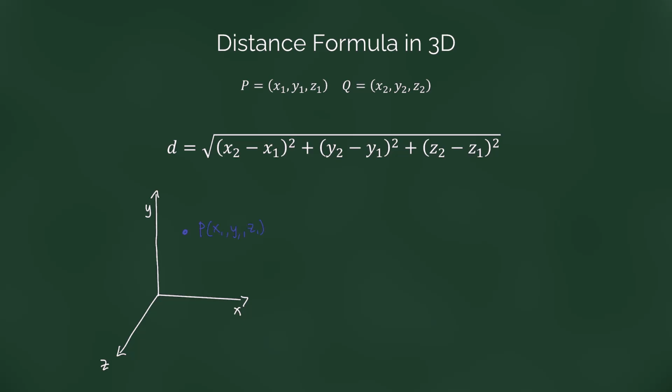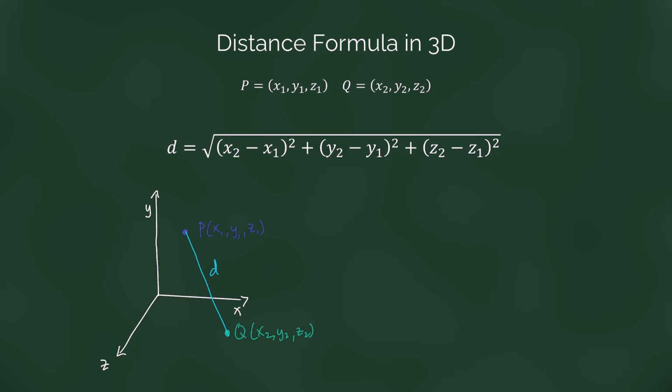And then I'm going to put some other point in my picture. We'll call that Q. Let me move Q over actually a little bit, just to make the drawing a little bit easier. So this is x2, y2, z2. And we want to find the distance between those two. So we'll call this length here of that segment, this straight line segment connecting them, d.